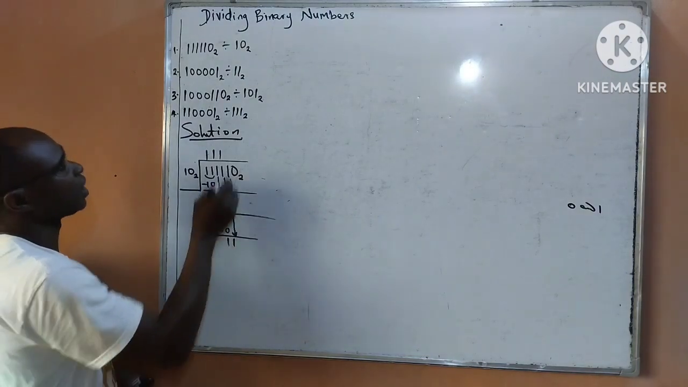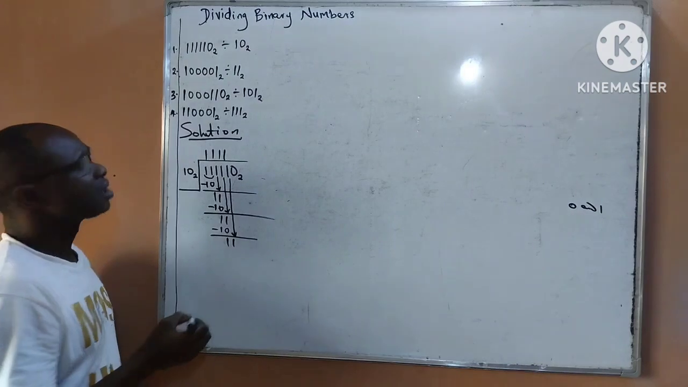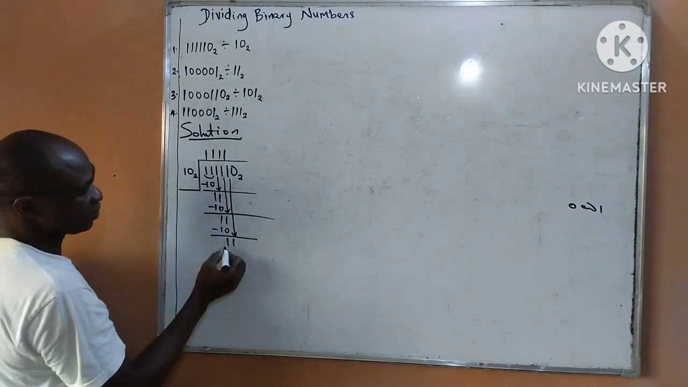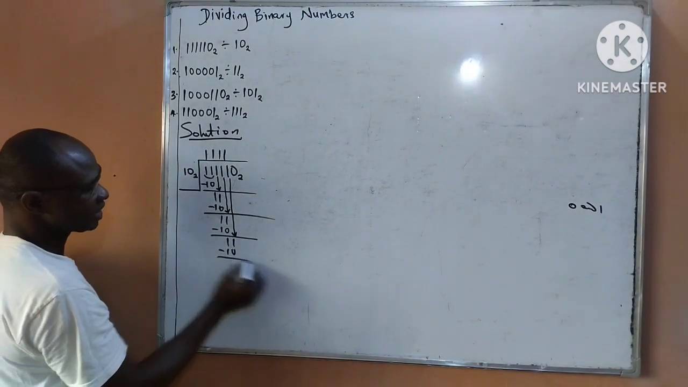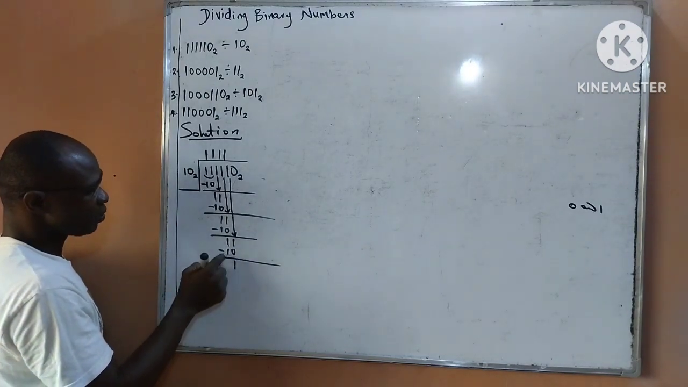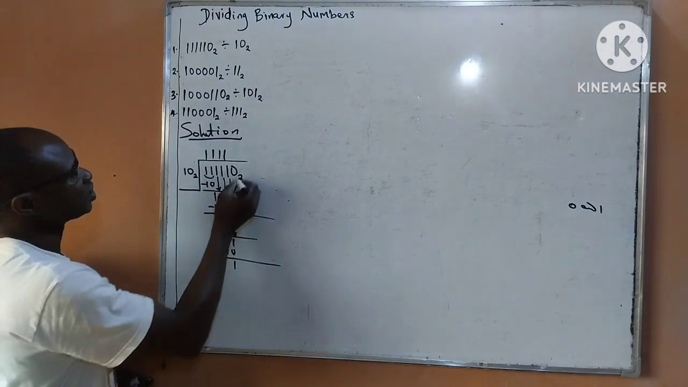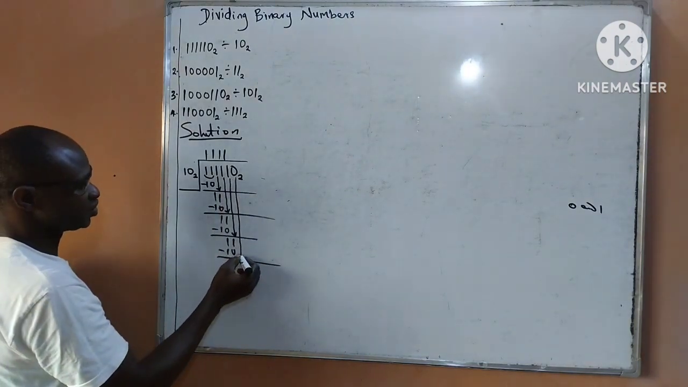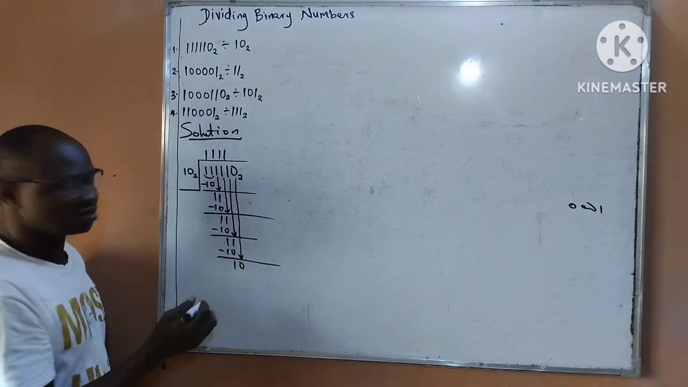10 divide 11 will give me 1. 1 multiply 10 will give me 10. Subtracting it again gives me 1 minus 0 is 1 and 1 minus 1 is 0. So, I will bring down 0 to get 10.